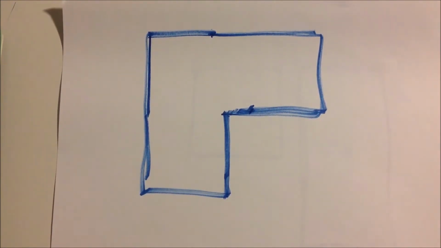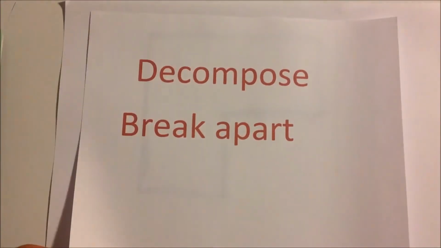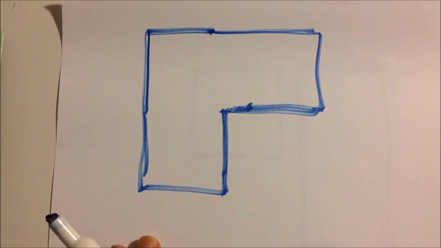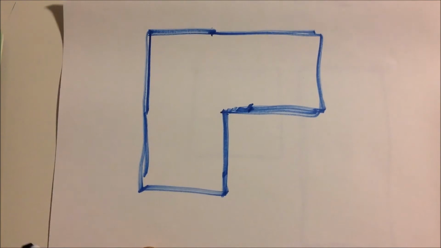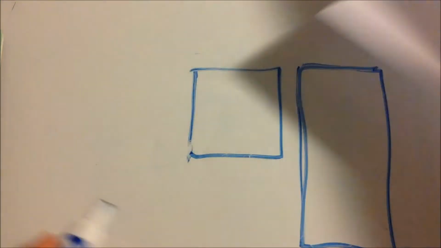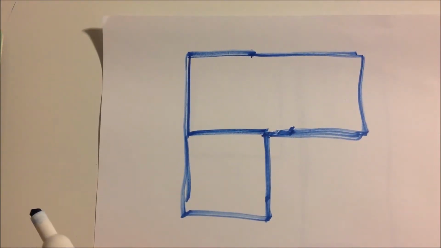So what do you think decompose would mean? Decompose means to break apart. So here we have the rectangle and the square, right? Cut it up like that. We have the rectangle and the square. So compose, put together, decompose, take apart.